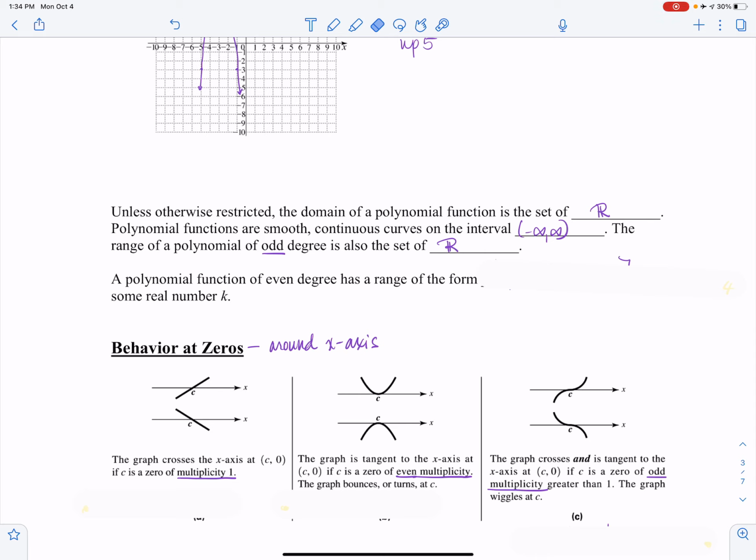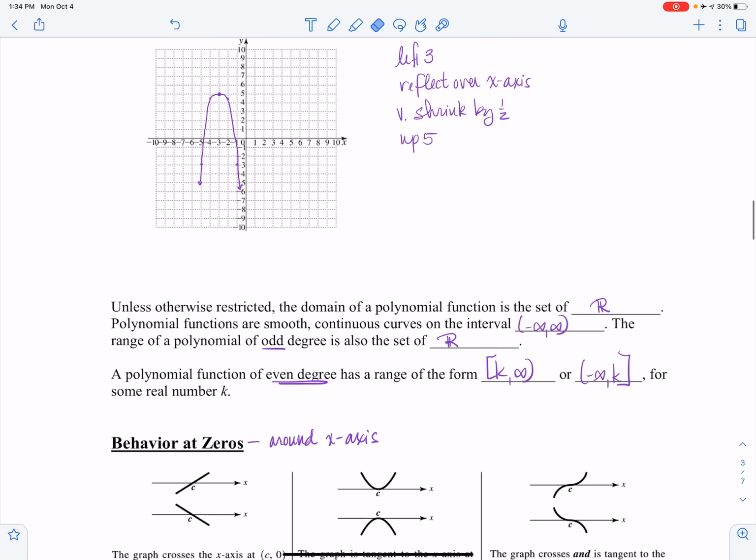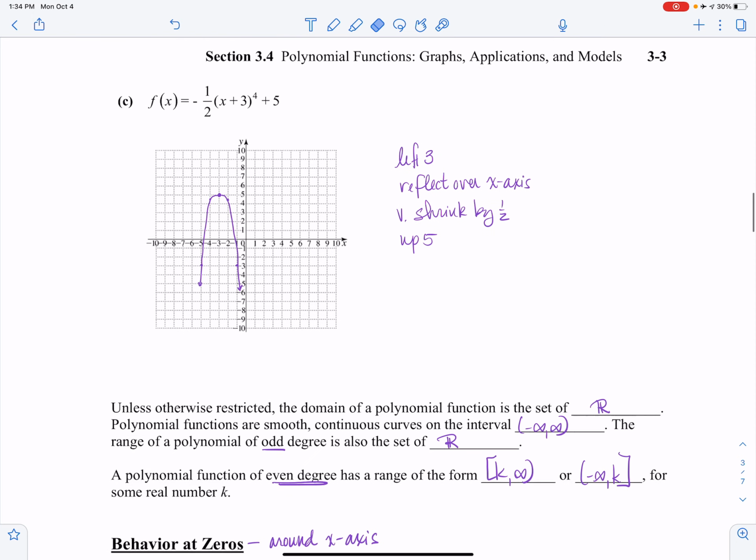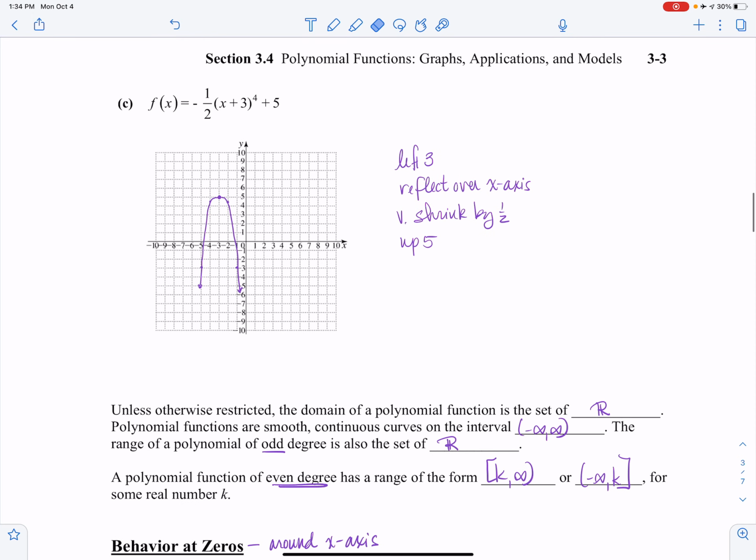But if I have an even degree polynomial, its range is going to be either k to infinity or negative infinity to k because of the fact that it's going to turn around, much like the quadratic does, and even this one here. And you know what? Now that we're talking about the domain, I was supposed to give increasing and decreasing. So let's go ahead and do that really quickly.